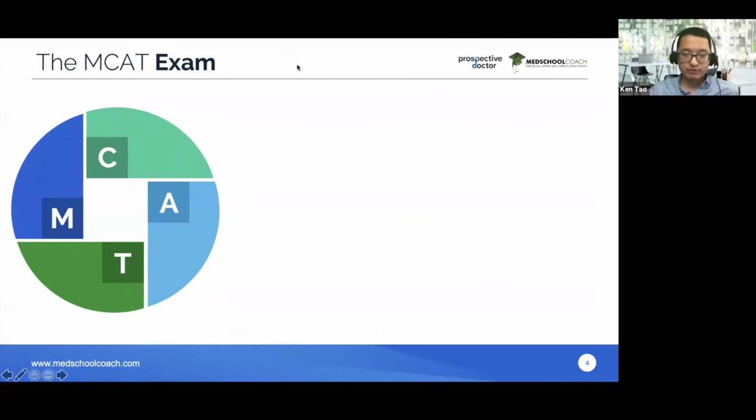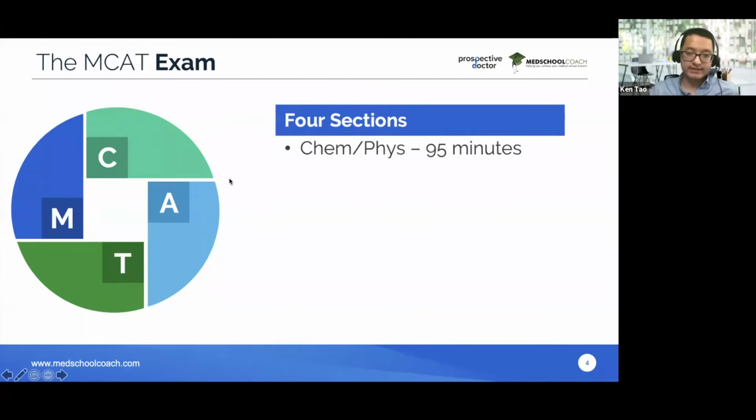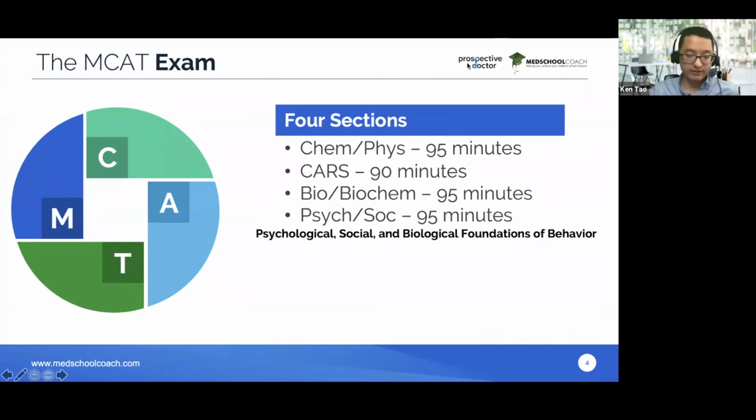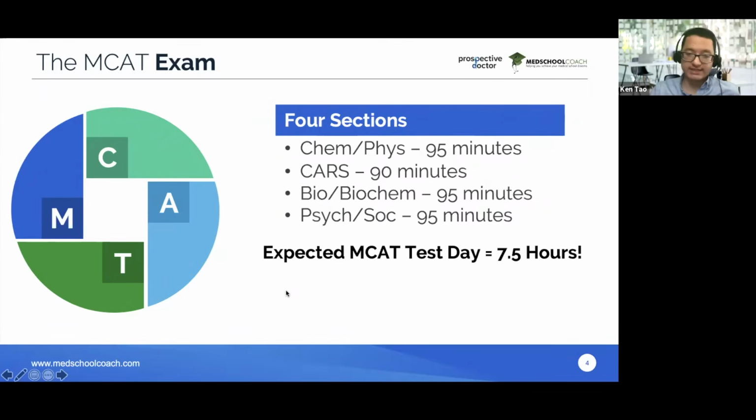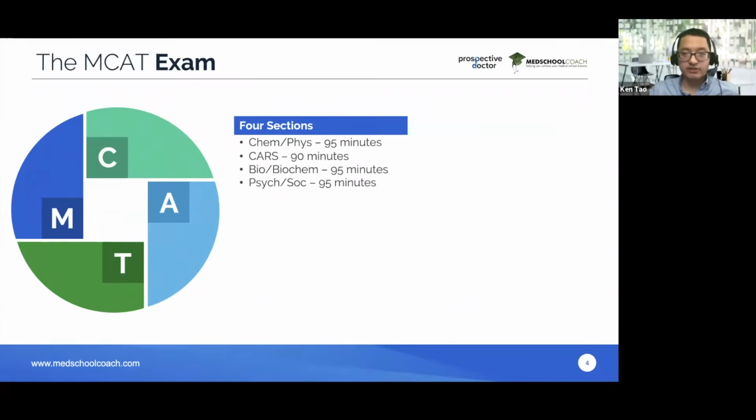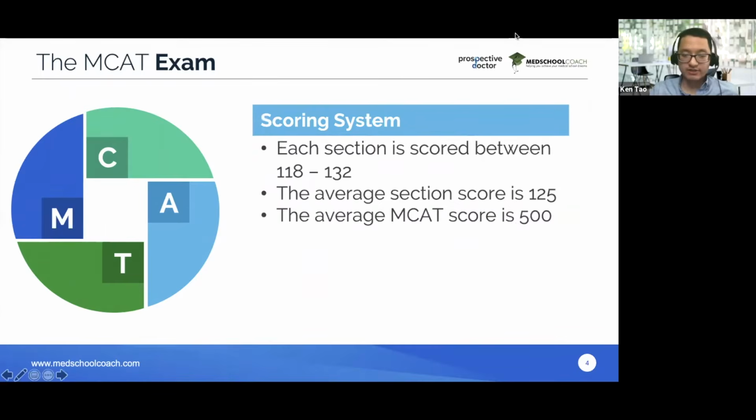All right, so real quick, the MCAT has 4 sections: Chem Phys, CARS, Biochem, and Psych Soc. The 3 science sections are 95 minutes each. The CARS section is 90 minutes. If you include all the breaks, you're looking at a 7.5-hour exam. And next, we can talk about scoring. So each section of the exam is scored between 118 to 132.